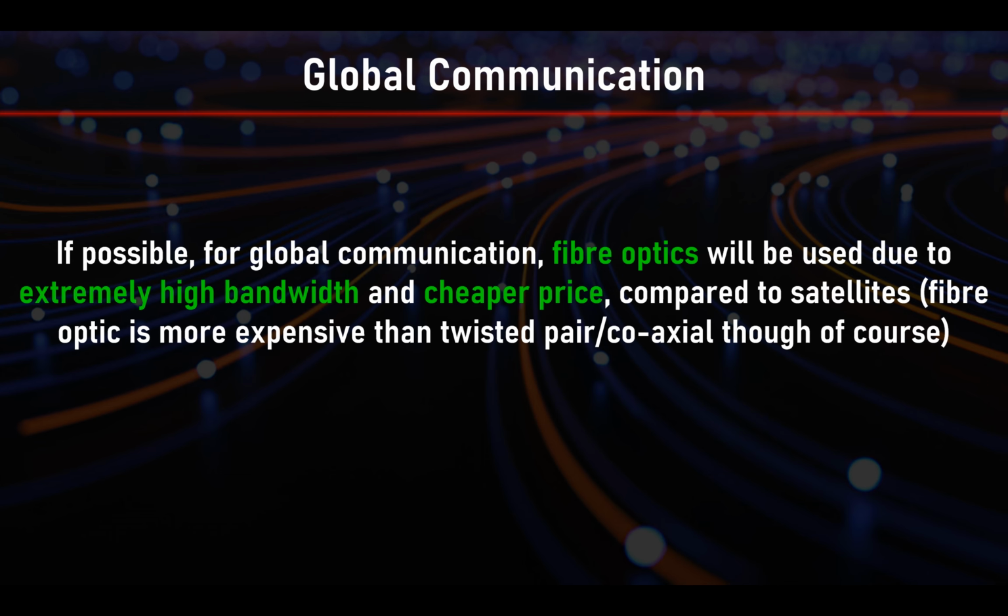Then for global communication, I guess fibre optic would ideally be used, due to the extremely high bandwidth and cheaper price compared with satellites. So here we're saying cheaper price compared to satellites. Now, of course, fibre optic is more expensive than twisted pair or coaxial, but twisted pair and coaxial are not really suitable for global communication. If we're talking about global communication, it's fibre optic or satellites, and fibre optic is going to be cheaper compared to satellites.